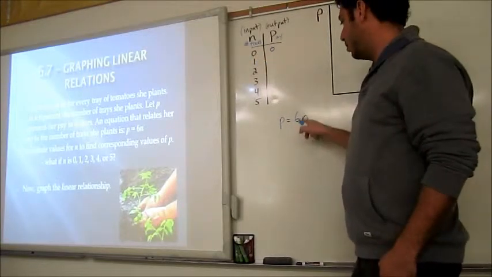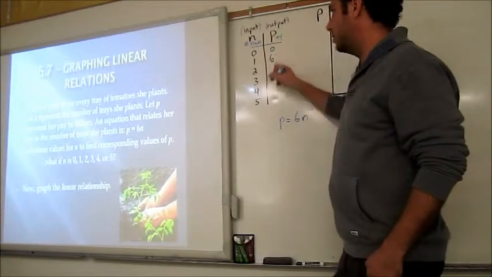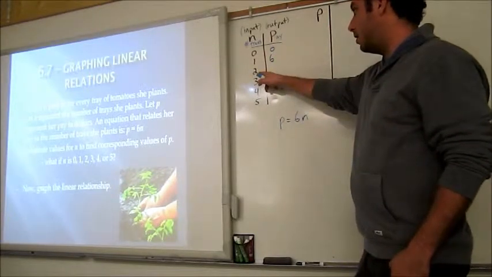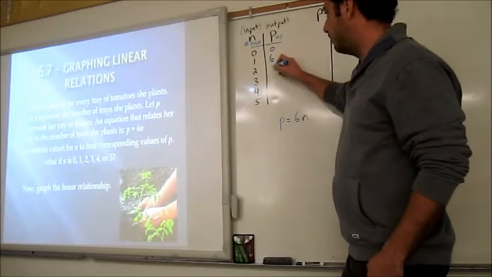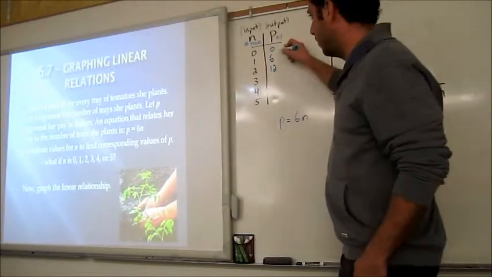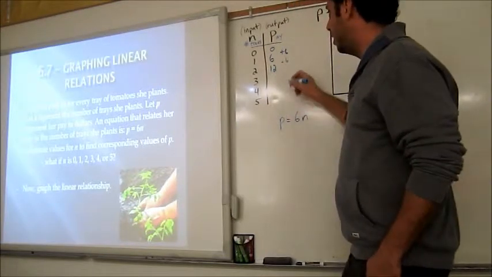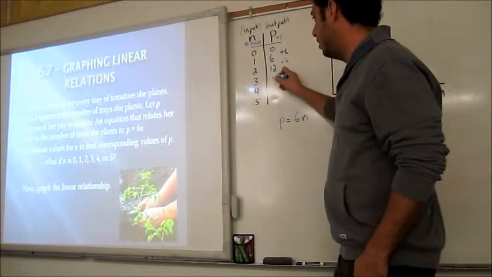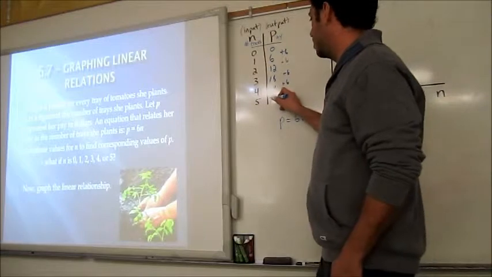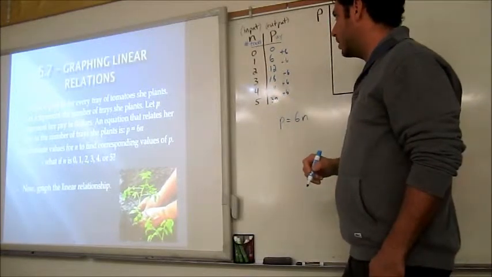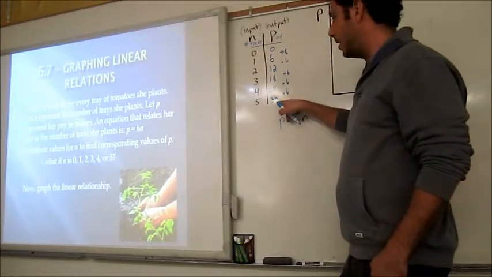If she planted 1 tree, you substitute the 1 in here in place of the N. 6 times 1 would be 6. If N is 2, that is, she planted 2 trees, 6 times 2 would be 12. And so it goes. Remember that this pattern continues. So if it's plus 6 for every tree, this should be 18, plus 6, 24, plus 6 is 30. Of course, we can double check those answers as well, right? So 5 times 6 is 30, so that is a correct answer.